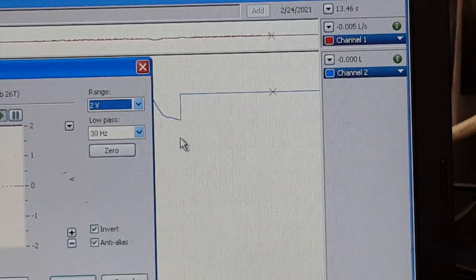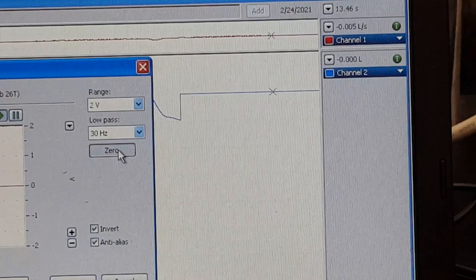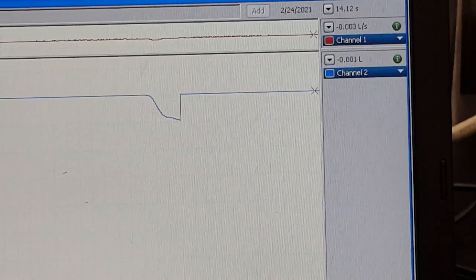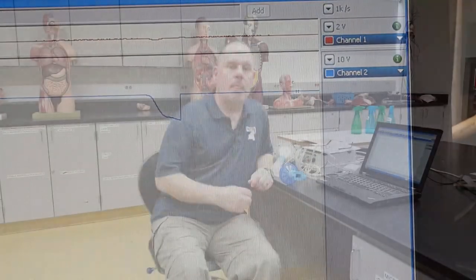And I know watching this, you do not appreciate how long it took me when we originally got this software to figure out how to do that very thing, re-zero it. So let's talk about the expiratory reserve volume.